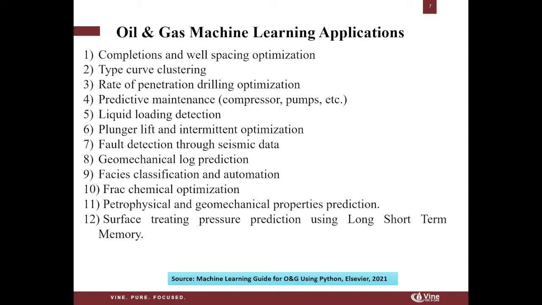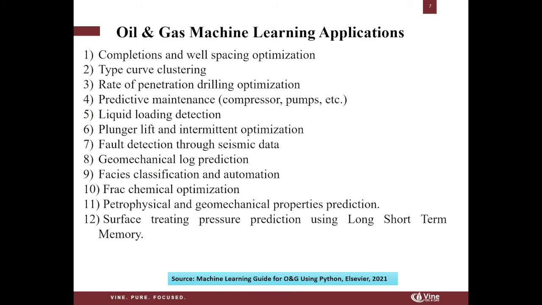Fault detection through seismic data, geomechanical log prediction. These are pretty simple ones actually, like geomechanical log prediction, especially predicting shear and compression wave travel times, and using those to calculate Poisson's ratio, Young's modulus, closure pressure, and so on and so forth. These are pretty powerful ways of being able to predict logs in areas where you don't have them. And then facies classification, I think people talked about that. Frac chemical optimization is another area that has a lot of potential, as well as petrophysical and geomechanical properties, and surface treating pressure prediction using deep learning, in this case, long short-term memory.